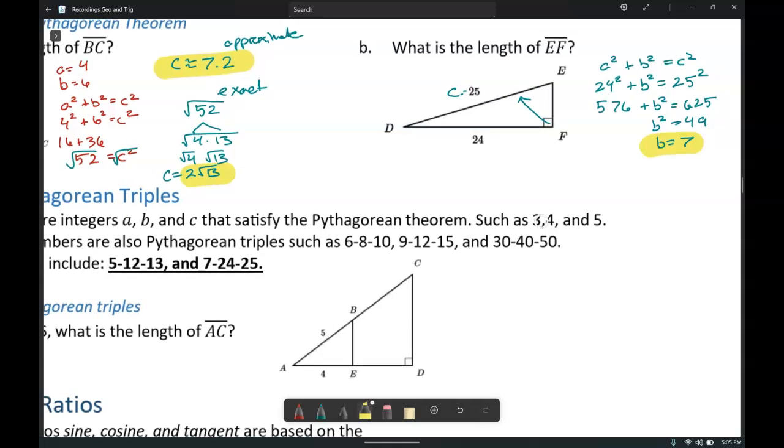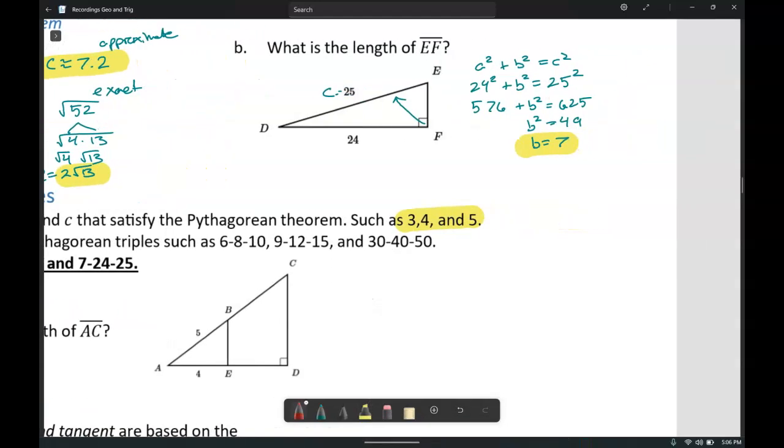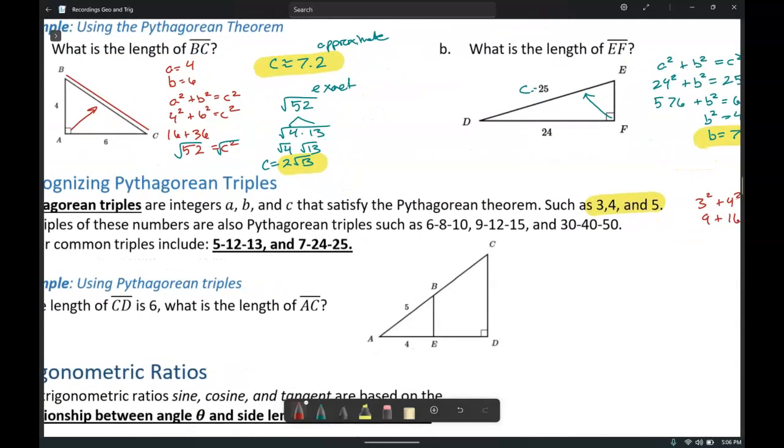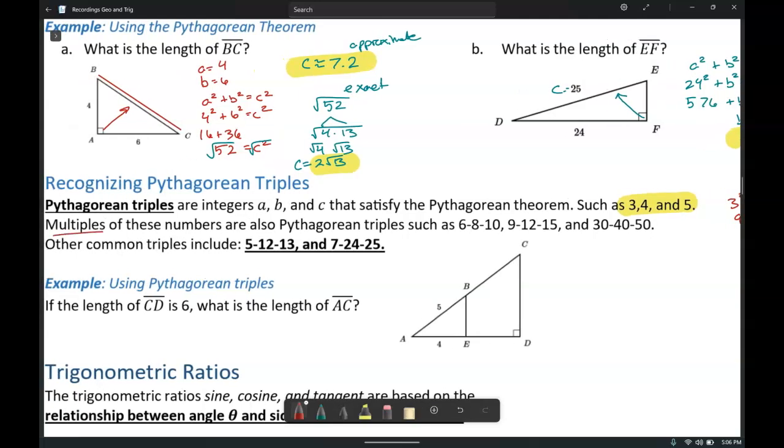One of the most common Pythagorean triples is a 3, 4, 5 right triangle, where the legs are lengths 3 and 4, and 5 is the hypotenuse. And we can see that 3 squared plus 4 squared does indeed equal 5 squared, showing that they satisfy the Pythagorean theorem. Now, the nice thing about Pythagorean triples is that if we know one, we actually know a bunch of others, because any multiples of these numbers are also Pythagorean triples.